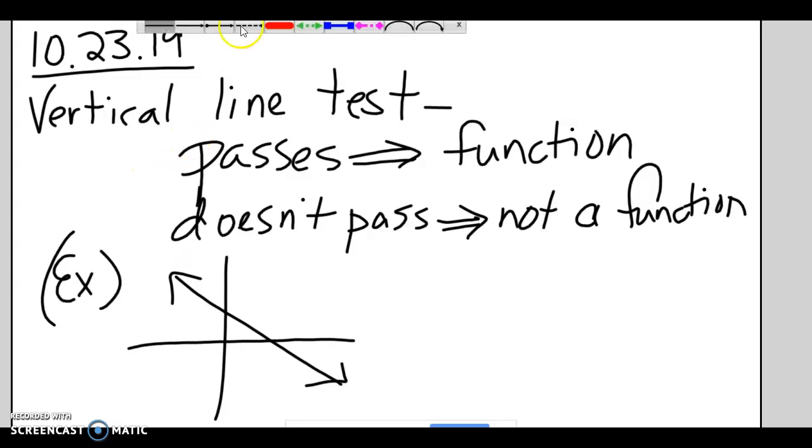So the vertical line test means I'm going to draw a vertical line here. If we were to move that line across the graphed line, notice how it's only touching the graphed line in one point at a time. So this would be an example of a function.